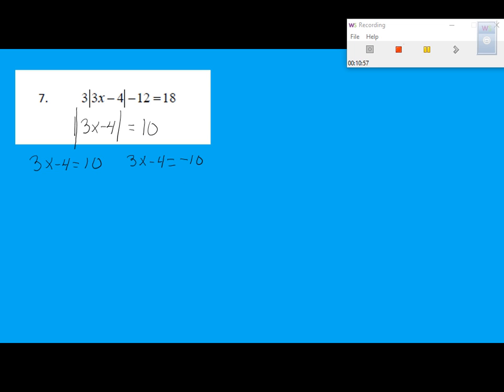Now it's just like my number 5 and number 6. Let's add 4 to both sides. And then let's divide by 3. Once again, I didn't even touch my calculator. 14/3 will not reduce.